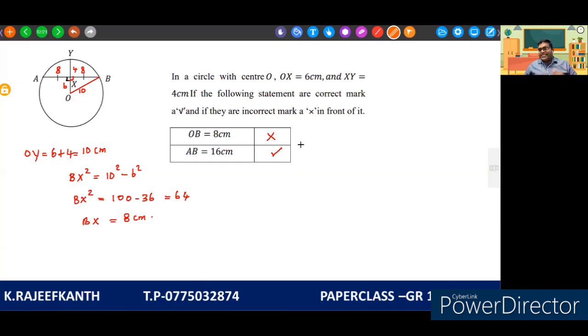So here OB is 10 centimeters, but they have given the statement as OB is equal to 8 centimeters. So that is why the first statement is wrong. And the second one, AB is equal to 16 centimeters, that is okay, correct.